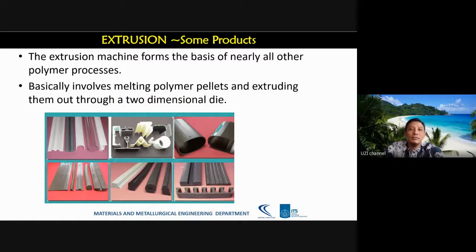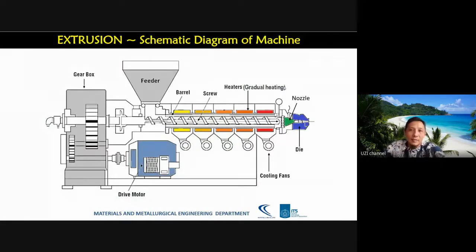The extrusion machine forms the basis of nearly all other polymer processes. Because this is a very common machine that's used in many industries. It basically involves melting polymer pellets and extruding them out through a two-dimensional die. This shows some types of products that can result from the extrusion process. This is a schematic diagram of the machine for the extrusion process of polymer or plastics.